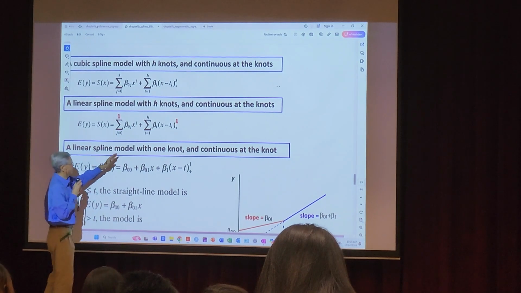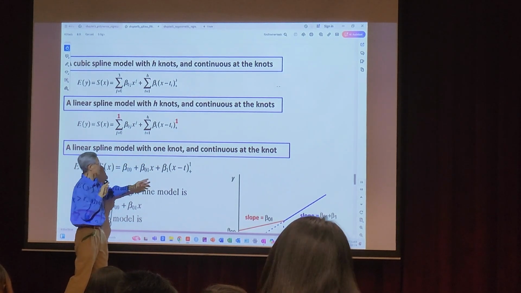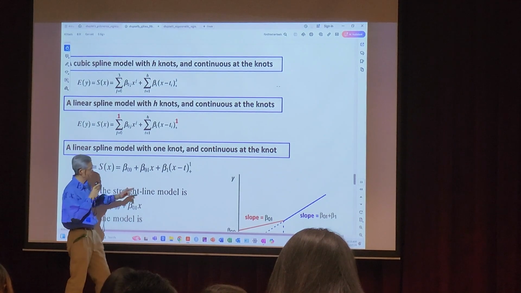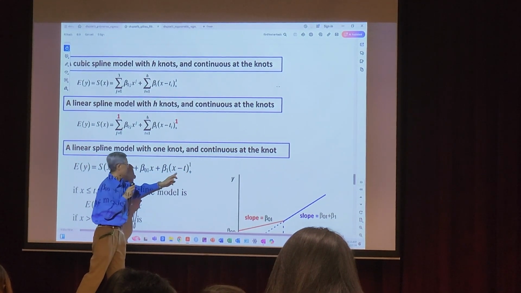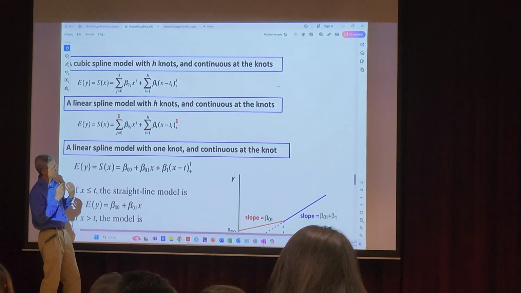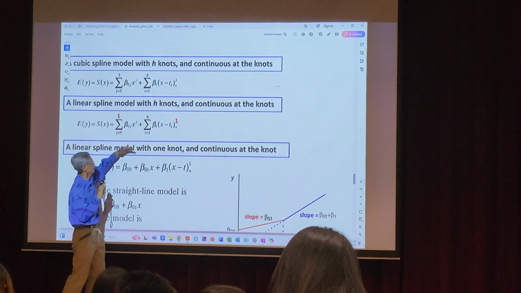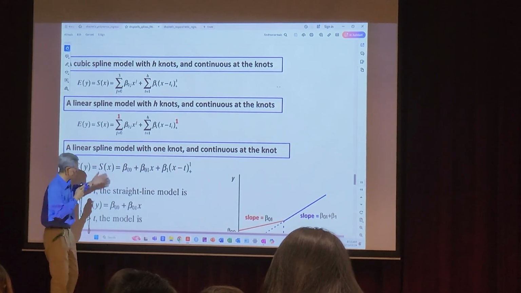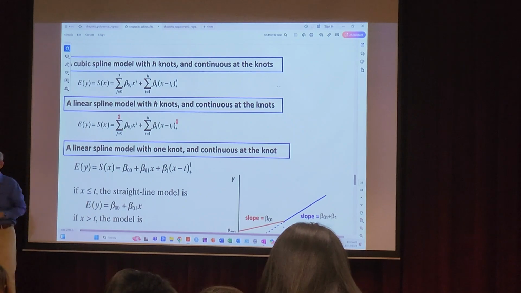A linear spline model with 1 knot and continuous. For the continuous model, we have this. And when x approaches t from the right hand side, you can see that these two models are the same. That's why they are continuous.